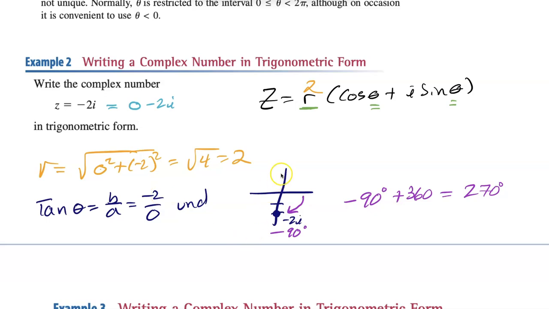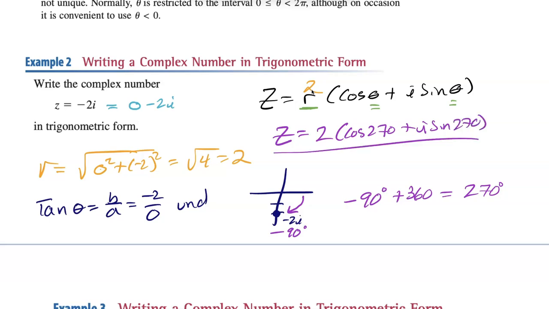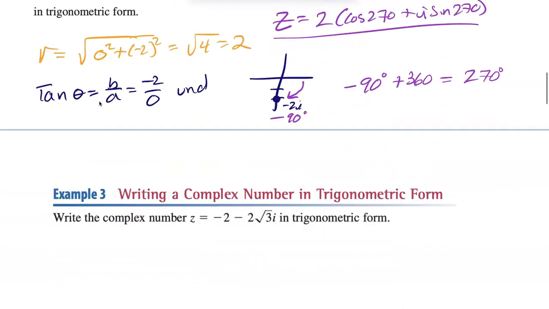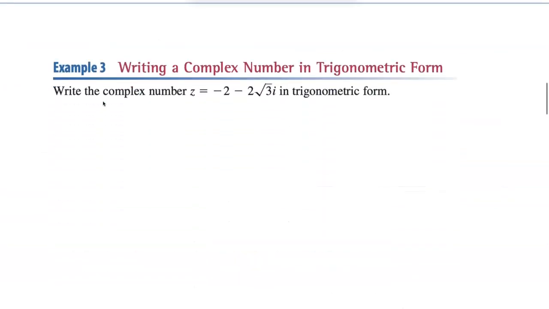Remember, tan is undefined on the y-axis. So there's my angle, there's my r. So we have our answer. z is equal to 2 cosine of 270 plus i sine 270. And that's this written in trig form. So let's do another one. This is for practice.